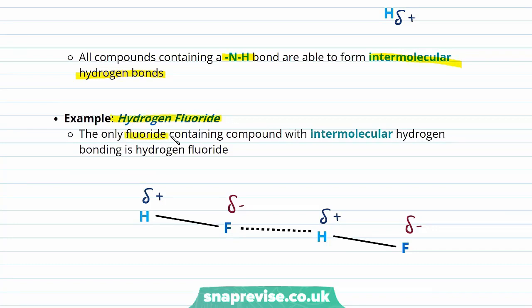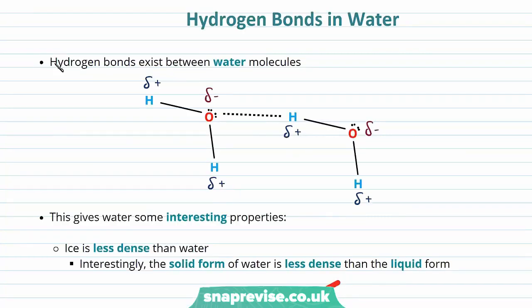Interestingly, the only fluoride-containing compound with intermolecular hydrogen bonds is hydrogen fluoride. And you can see we have our hydrogen covalently bonded to a fluorine, a more electronegative element, forming our hydrogen bond with another molecule of hydrogen fluoride. So now we've had a look at some interesting examples of hydrogen bonding. Let's go back to have a look at our initial example of water.